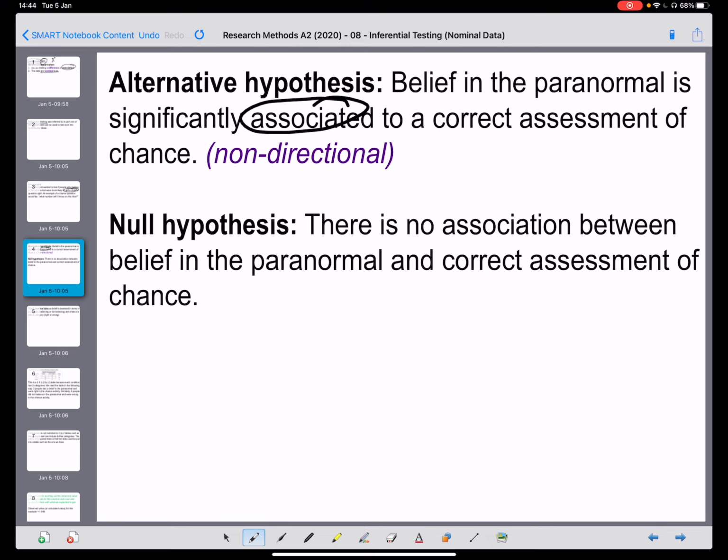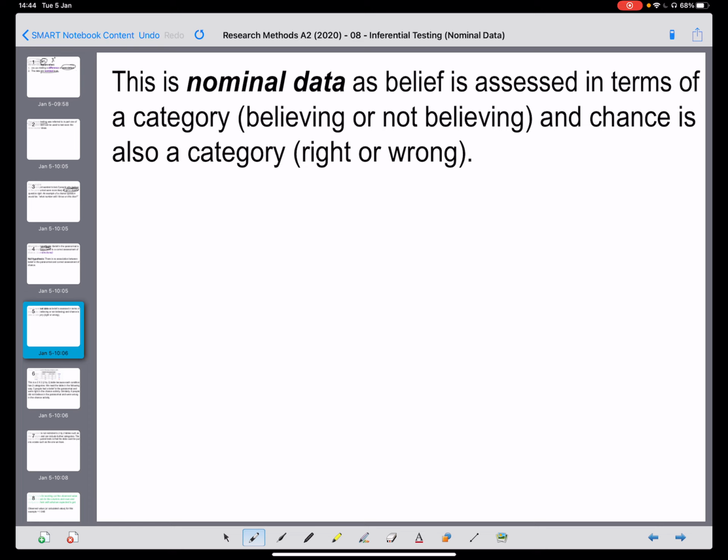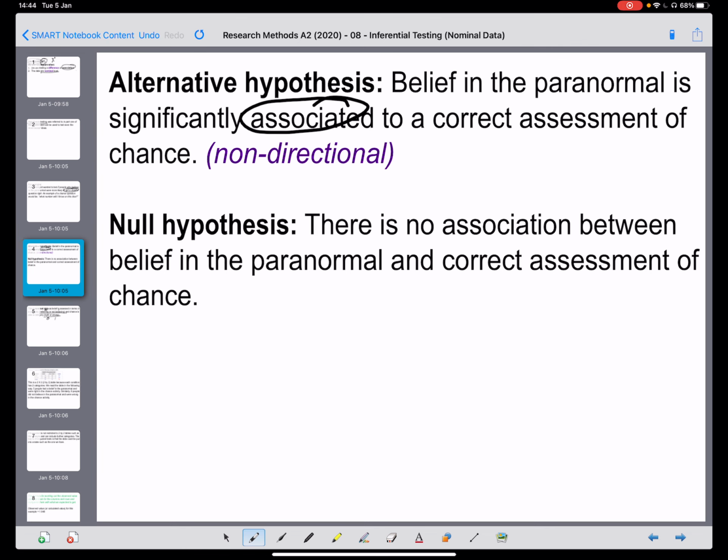If I dig deeper in terms of what this hypothesis means, we see first of all that you either have a category of belief or not belief. So it's kind of like a 0 and a 1. The second category we have is right or wrong. Once again, 0 or 1. So if I was looking at this, I could start looking at this idea that this is going to be a nominal data type of example, and therefore I will forget about everything else and turn straight to the chi-squared. It happens to be non-directional because I'm not saying that you will be better at the chance assessment or worse at it. I'm just saying there is something there.